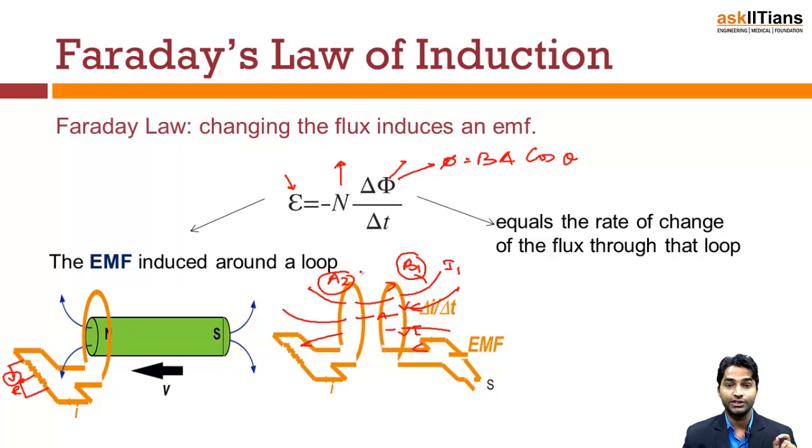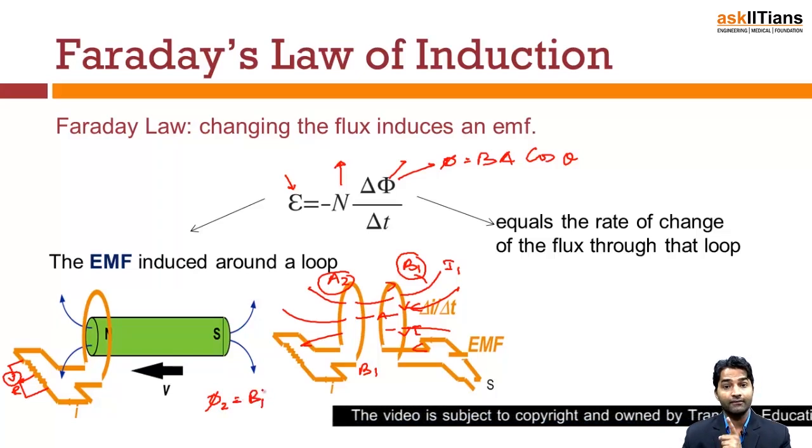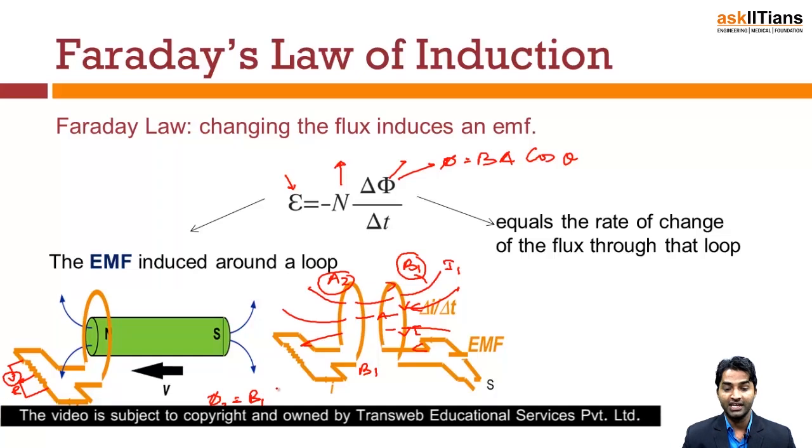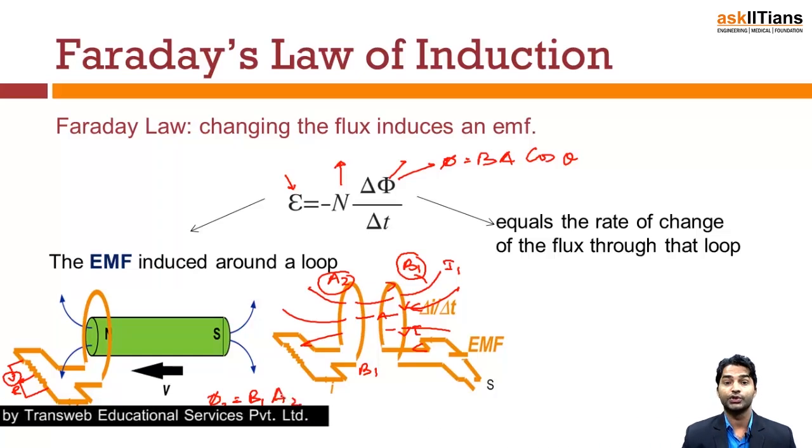That induced EMF is due to the change in the magnetic flux, and that magnetic flux is a function of magnetic field strength, maybe due to artificial, maybe due to natural magnetism. This time we are considering artificial magnetism due to a current carrying coil. Now, when this magnetic field B1 is passing through the area of the secondary coil, the flux produced is B1, the magnetic field due to the current flowing in the primary coil, times A2. And now we are interested to know the induced EMF.